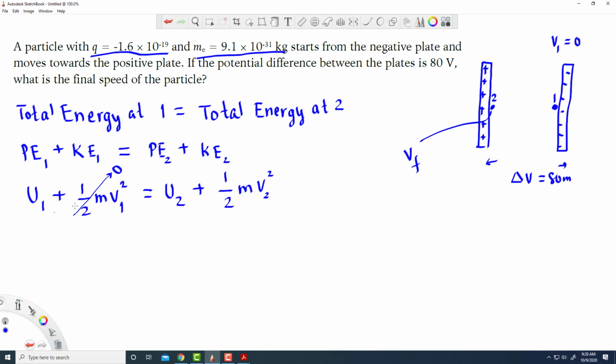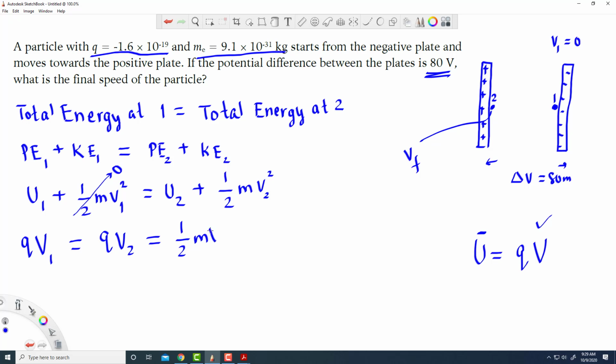And we don't have potential energy. Potential energy is not given, but we have potential difference. So you see the difference between U and V, right? And you know how to find one from the other. So U is Q times V. We know that. This is given. This is not given, but we have that in formula. So we can turn that into delta V by using this formula. So Q times V1 is equal to Q times V2 plus 1/2 mv2 squared.